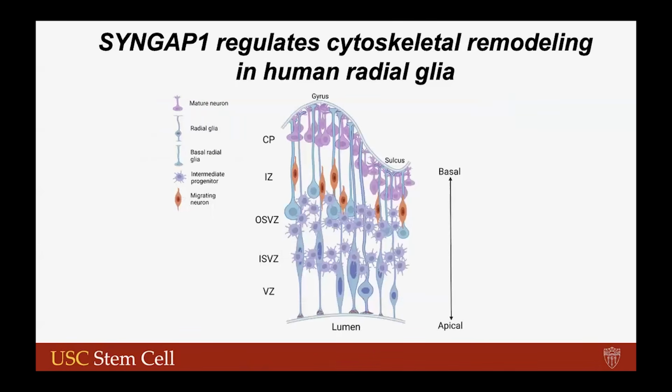So these progenitor cells, radial glial cells, are very special cells. They have two processes, one apical and one basal. The apical process reaches the ventricle of the human brain, and then the basal process extends towards the pial surface. And we really wanted to have a model to understand whether the cytoskeleton remodeling of these processes was altered.